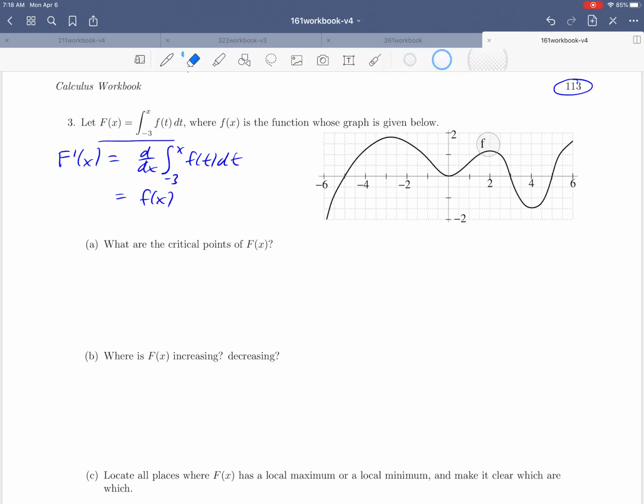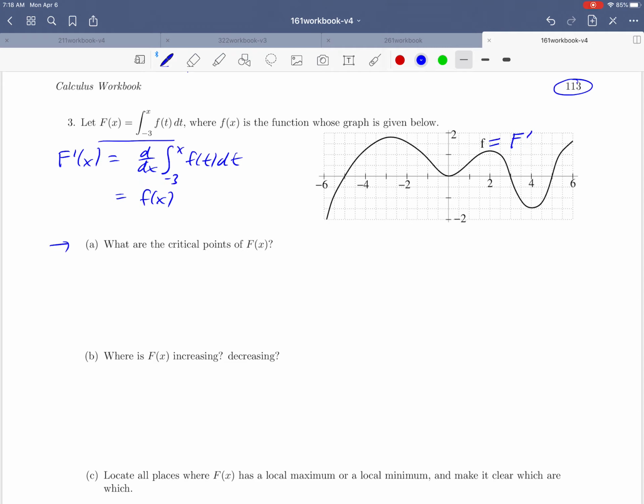So as we're doing this problem, what that tells us is that this function little f over here to the right is the derivative of capital F. Okay, so we are being given the graph of the derivative of capital F, and we're going to be asked a bunch of questions about the function capital F. All right, so keeping that in mind, let's get started with part A here.